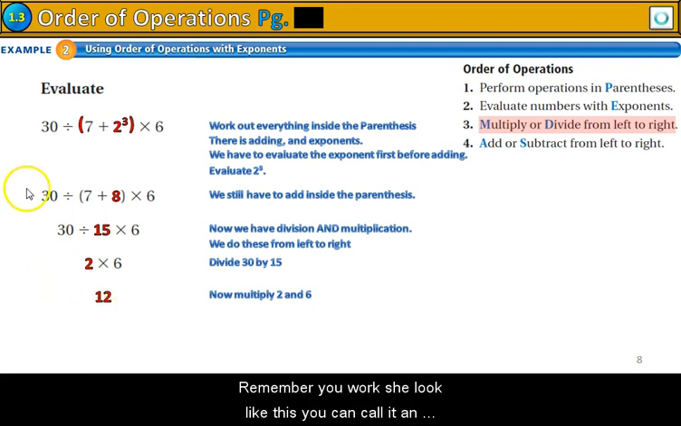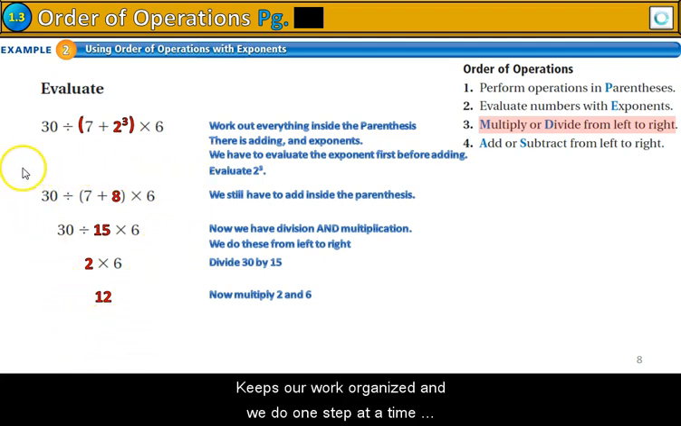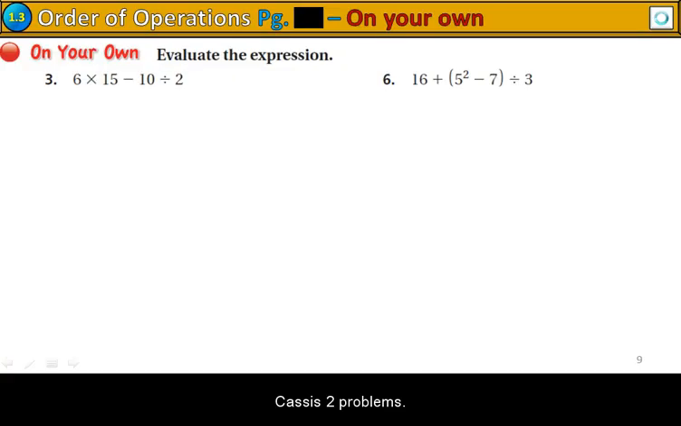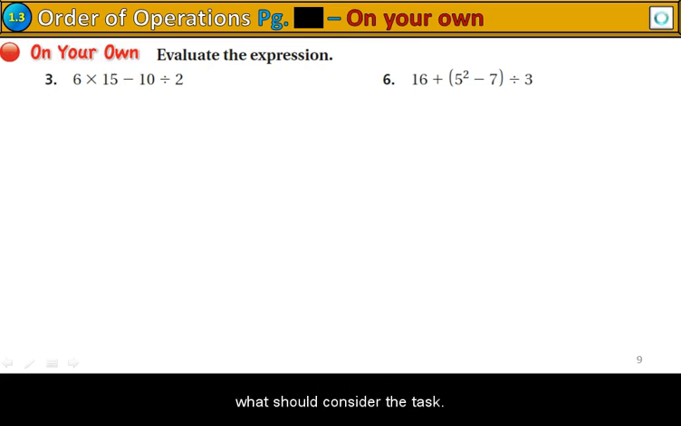Remember, your work should look like this. You can call it an upside down triangle or the pizza method. It keeps our work organized, and we do one step at a time, writing the expression that still remains, that's unused. Now it's your turn. Let's practice these two problems. Go ahead and copy this down on a sheet of paper and work this out using the order of operations. Pause the video while you work it, and then resume the video once you've completed the task. Pause the video now.